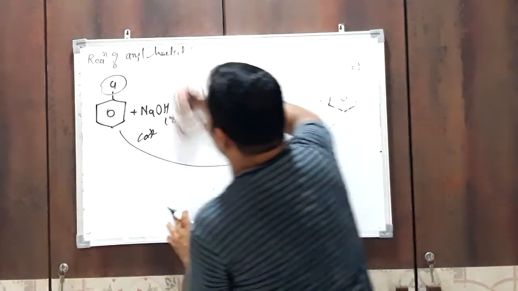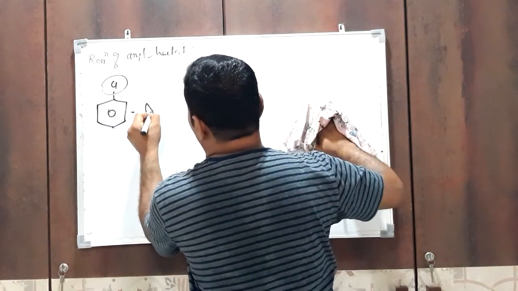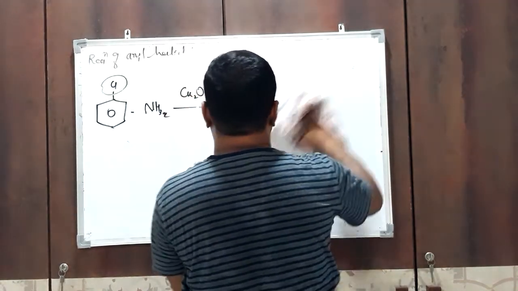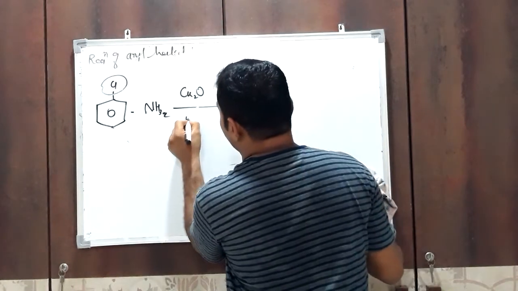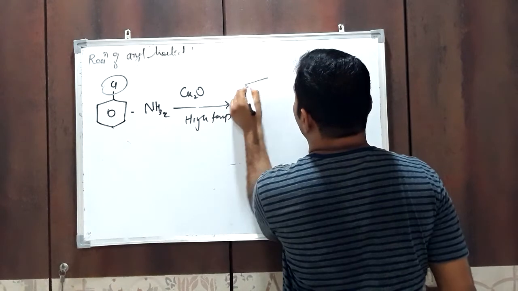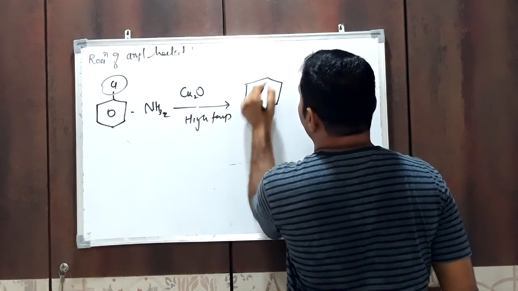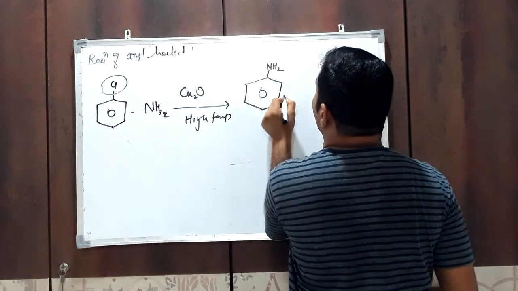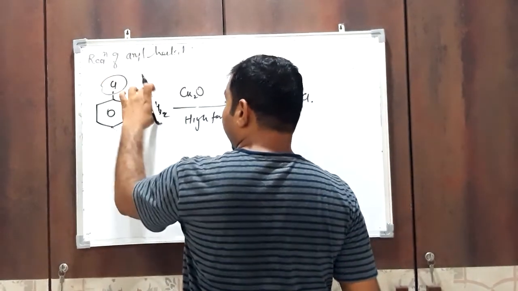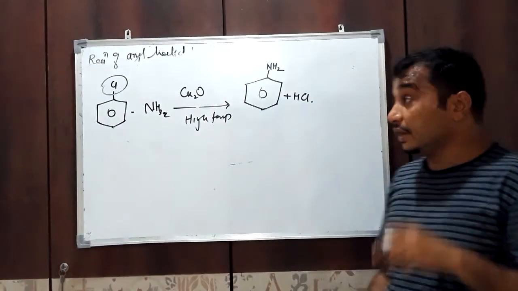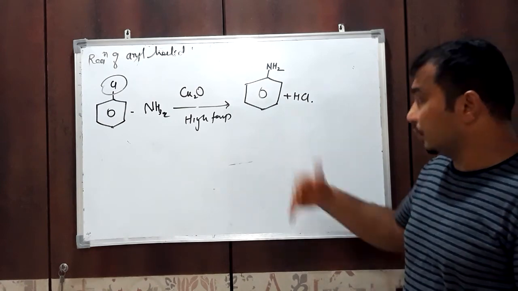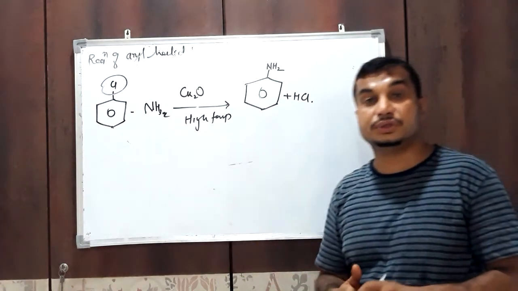This chlorobenzene is treated with aqueous ammonia and at high temperature, then you will get aniline, NH2, plus HCl. In this reaction also, the halogen gets replaced by another nucleophile. So there are some examples by which we can carry out nucleophilic substitution reaction.